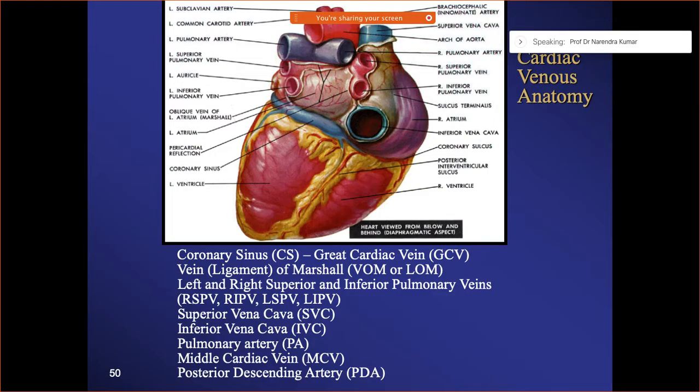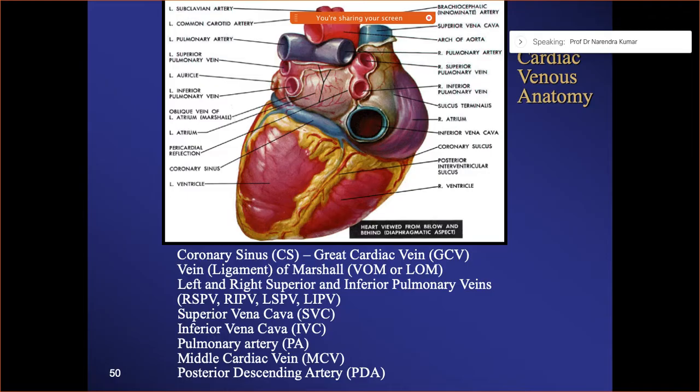From there, it is called the great cardiac vein. The vein of Marshall travels next to the left superior and inferior pulmonary veins. The SVC travels next to the right superior and inferior pulmonary veins and the pulmonary arteries. Especially the left pulmonary artery tends to travel in close proximity to the left and right superior pulmonary veins. Thus, by placing catheters in those structures, far-field signals can be recorded from the pulmonary veins as well.